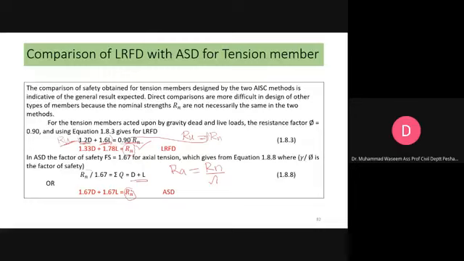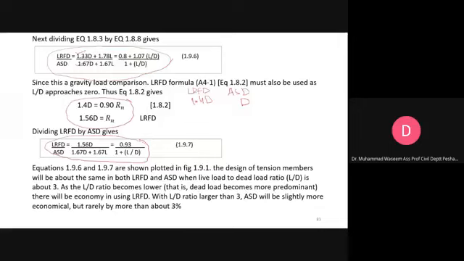If we make a comparison for the dead and live case only, we use the load factors 1.2 dead, 1.6 live, and we equate it with this design strength. For the case of yielding, phi is 0.9, so this equation gets modified. Similarly, you carry out the same operation in the case of ASD, and if you divide these equations, it will be reduced to this. We have evaluated this case for the dead load and the live load only.